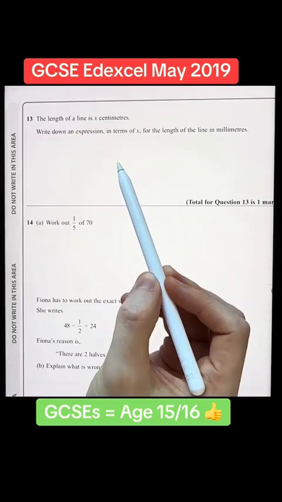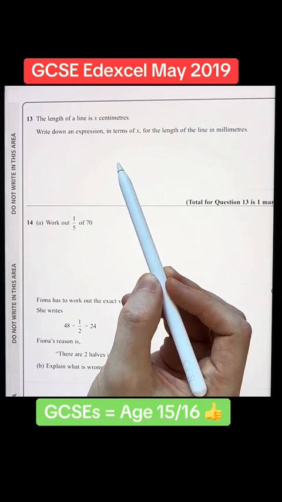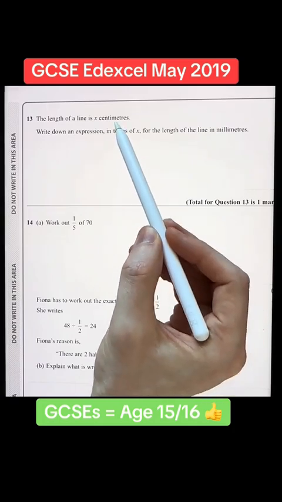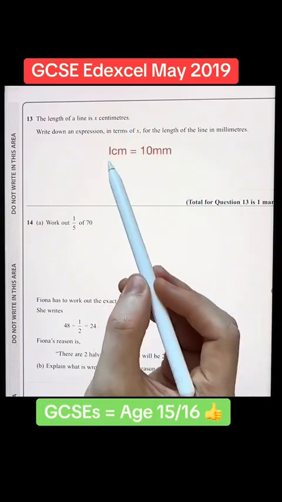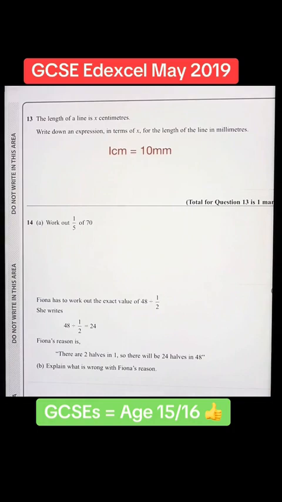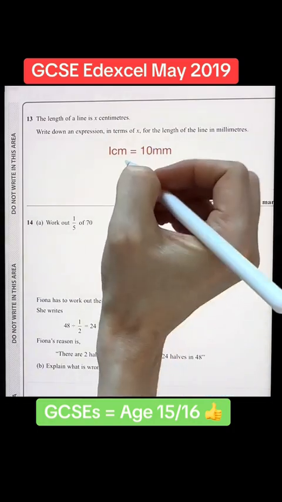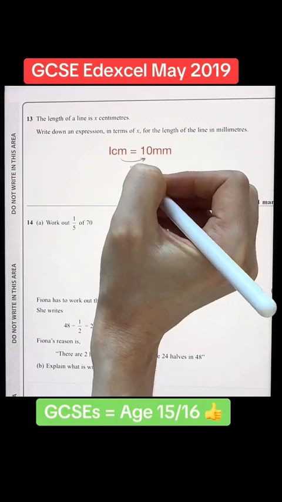Question 13. The length of a line is x centimetres. Write down an expression in terms of x for the length of the line in millimetres. Our first step is we should know our conversion between centimetres and millimetres. We know 1 centimetre equals 10 millimetres. Hence, when going from centimetres to millimetres, we simply multiply by 10.